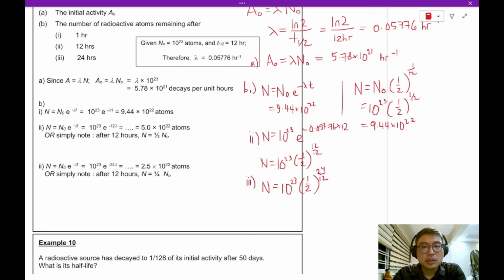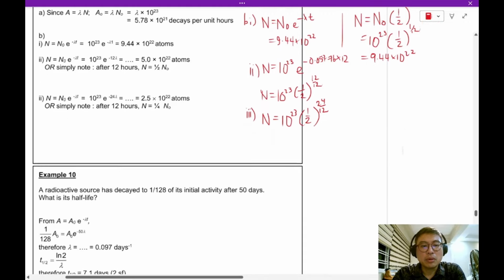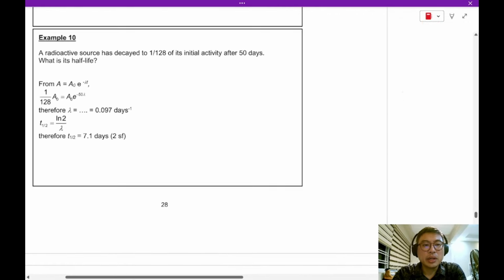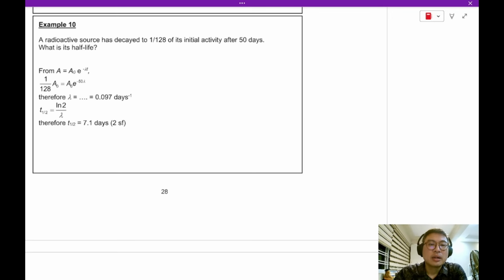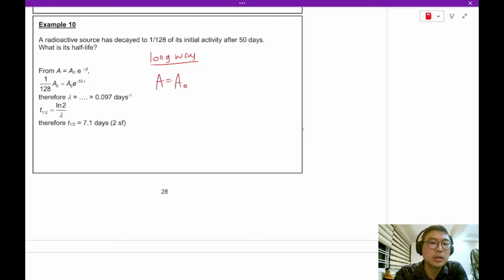Now, let's take a look at the next example, question 10. A radioactive source has decayed to 1/128th of its initial activity after 50 days. What is its half-life? There is a way to do this easily, but first, this is the long way to do it. The long way uses this equation: A equals A0 e to the power of minus lambda t.